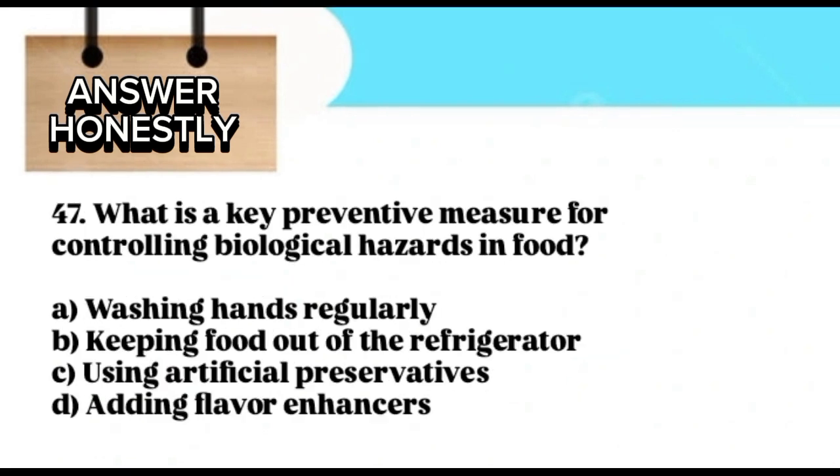What is the key preventive measure for controlling biological hazards in food? A. Washing hands regularly. B. Keeping food out of the refrigerator. C. Using artificial preservatives. Or D. Adding flavor enhancers.